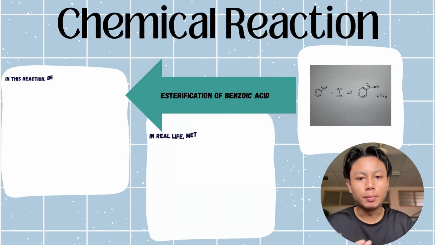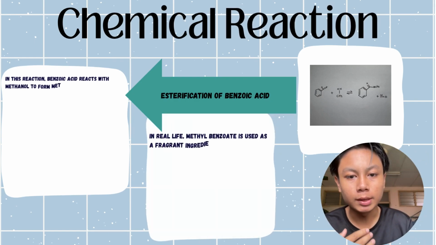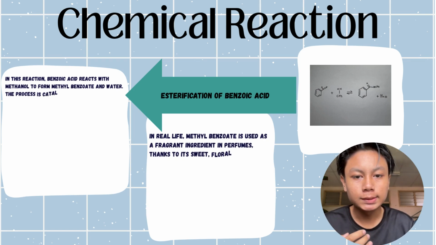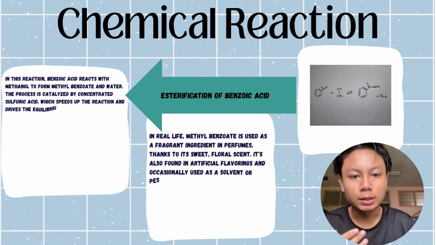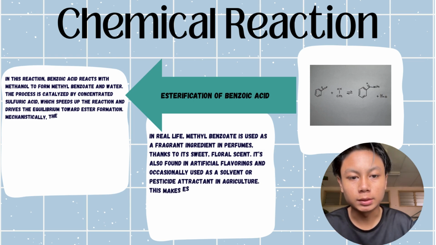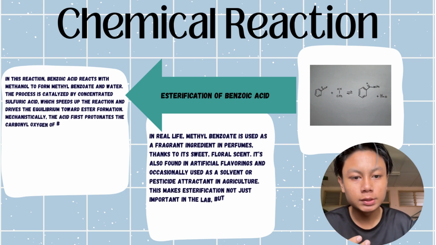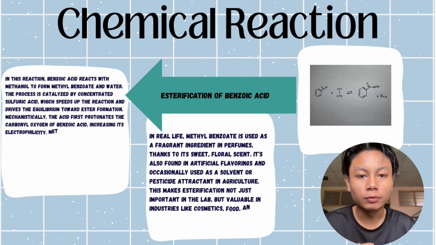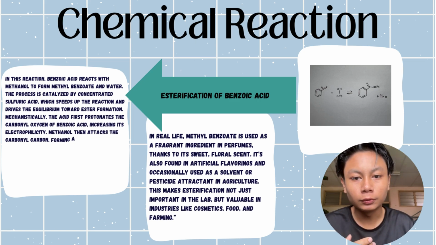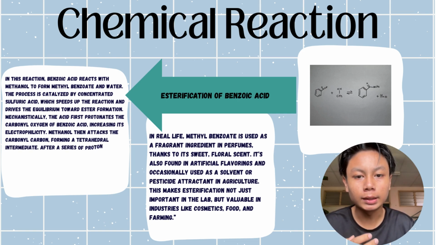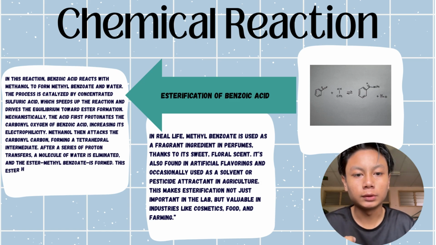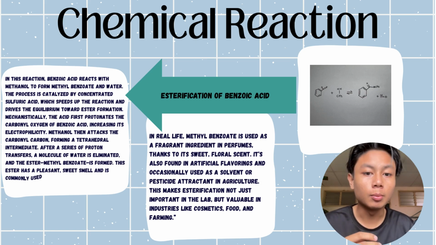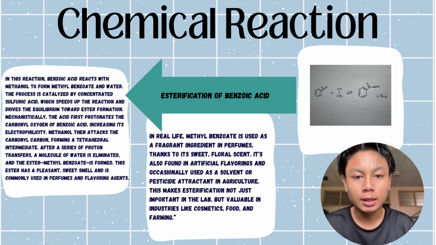In this reaction, benzoic acid reacts with methanol to form methyl benzoate and water. The process is catalyzed by concentrated sulfuric acid, which speeds up the reaction and drives the equilibrium towards ester formation. Mechanistically, the acid first protonates the carbonyl oxygen of benzoic acid, increasing its electrophilicity. Methanol then attacks the carbonyl carbon, forming a tetrahedral intermediate after a series of proton transfers. A molecule of water is eliminated, and the ester methyl benzoate is formed.